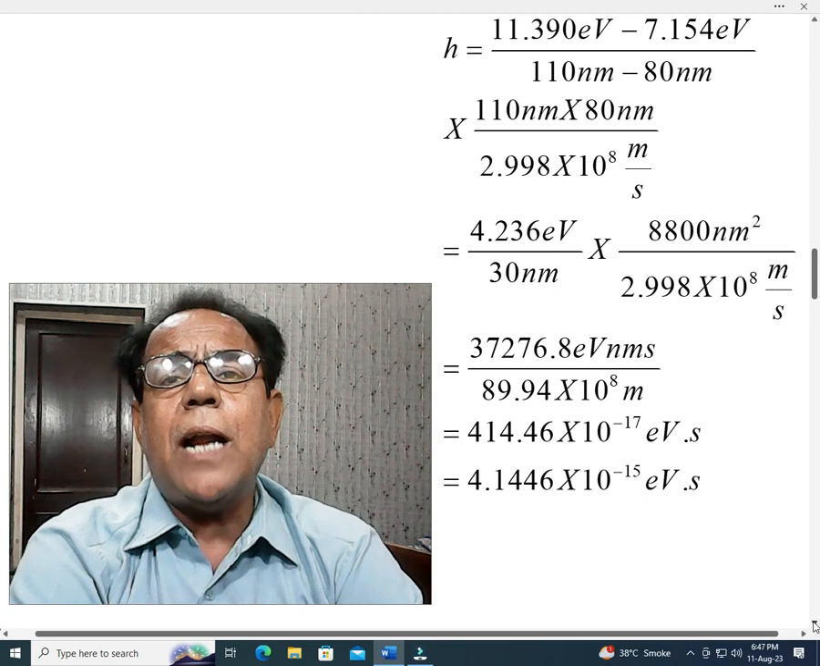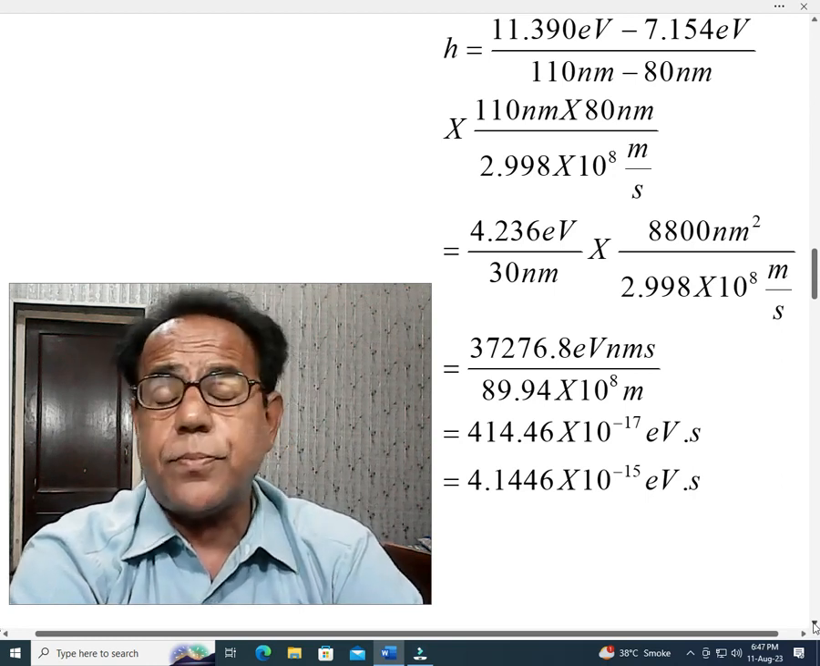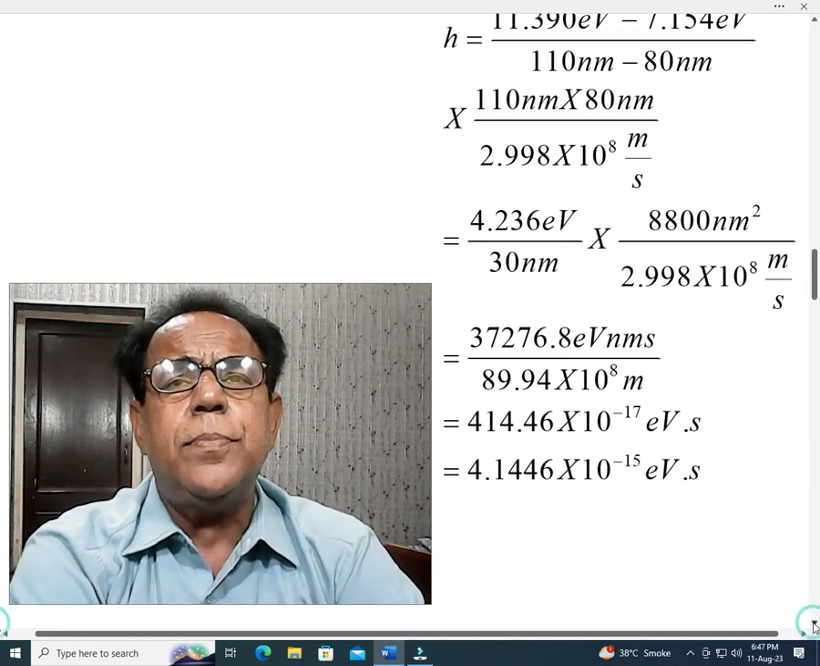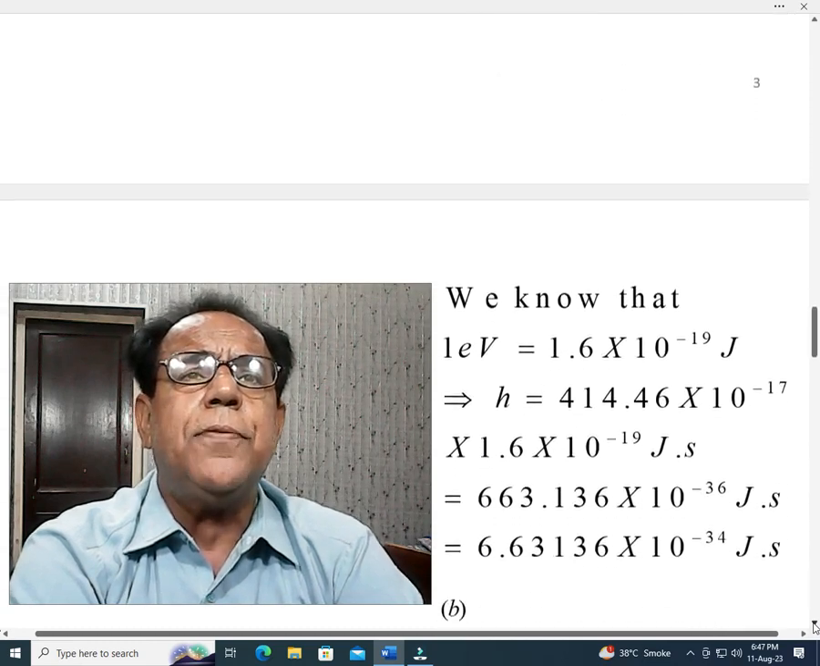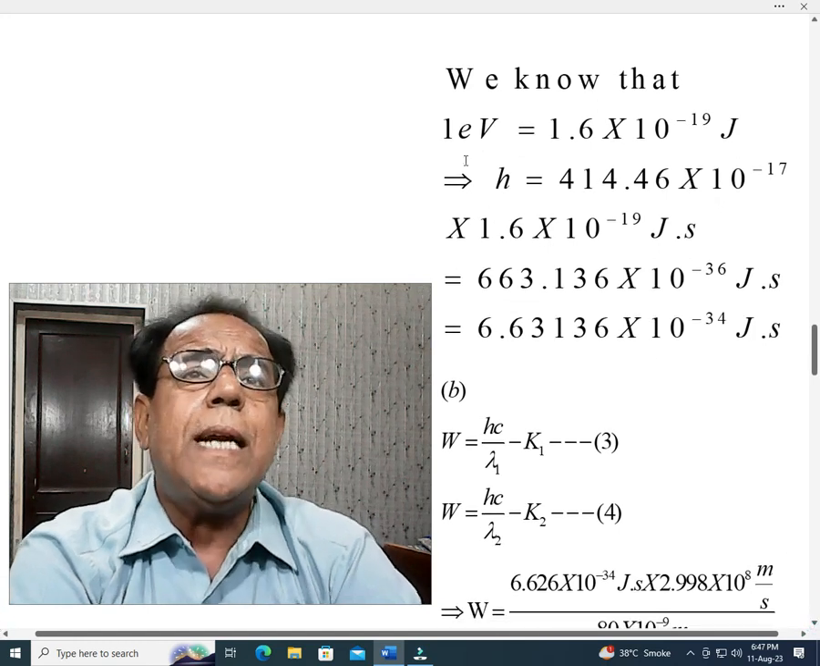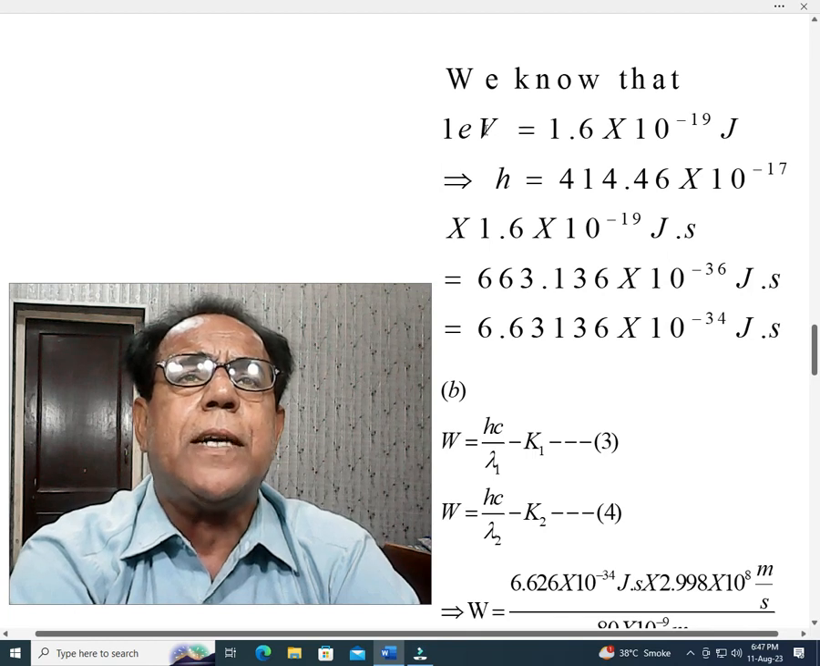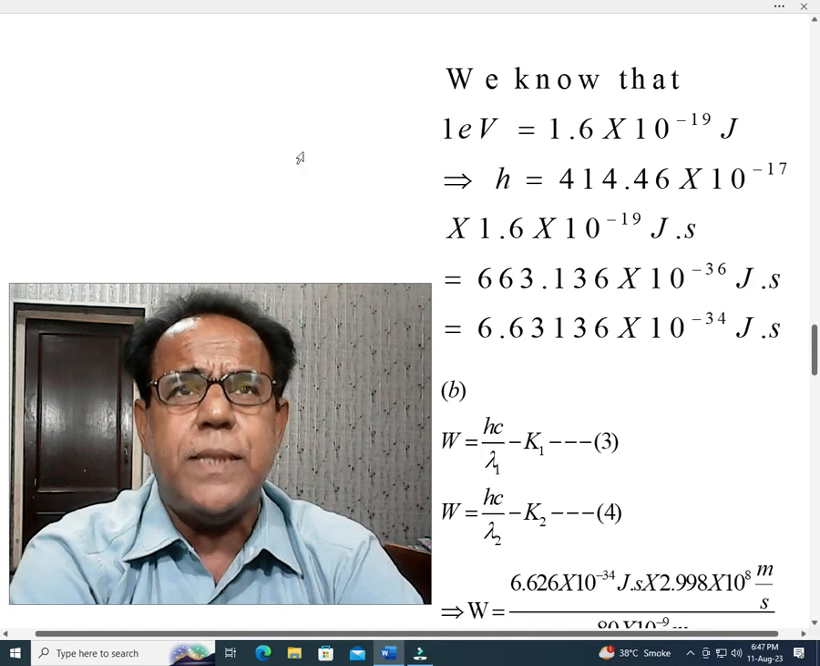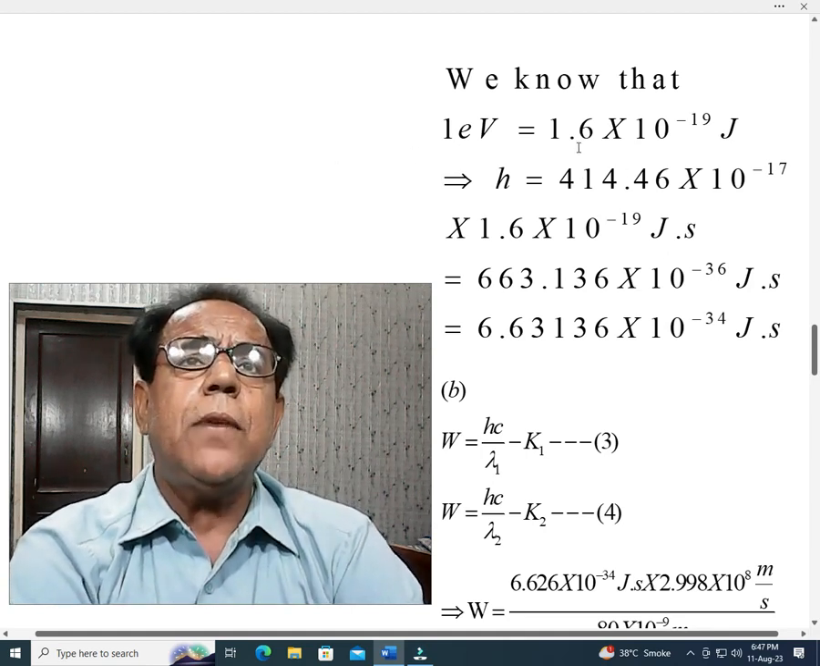Now we will also find its other value in terms of joule. For this purpose we will have to use a conversion factor. This is the conversion factor. We know that 1 electron volt is equal to this many joule. This conversion factor has been taken from the table shown in the last part of this problem. 1 electron volt equal to this.